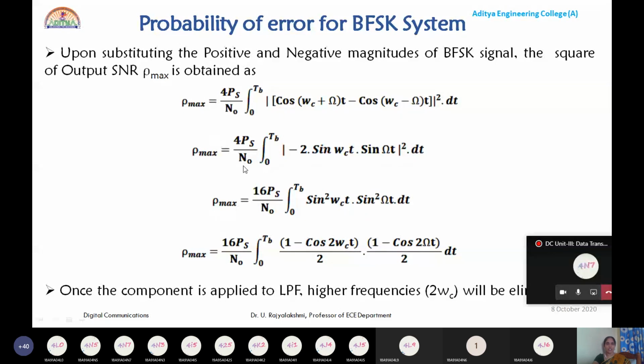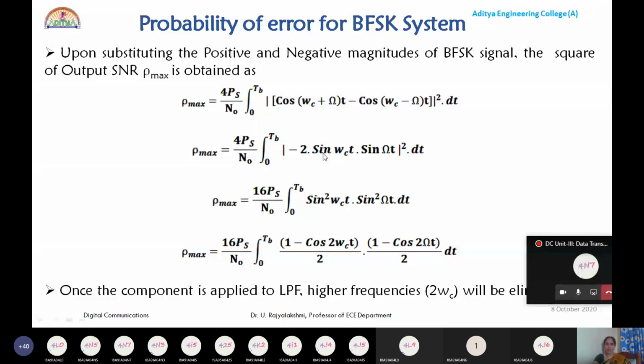Now it is 4 PS by N naught integral 0 to TB of minus 2 sin omega CT into sin delta omega T. In this, delta omega is a small value. Remember that delta omega, the analog component, is a change in the frequency, which is a very small value compared to our carrier frequency omega C. The change in the carrier frequency delta omega is always less than the carrier frequency omega C.